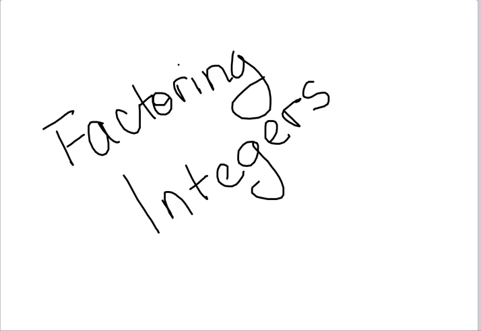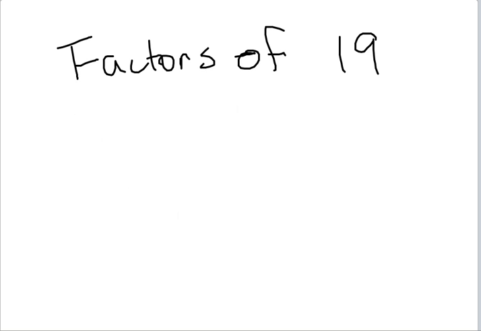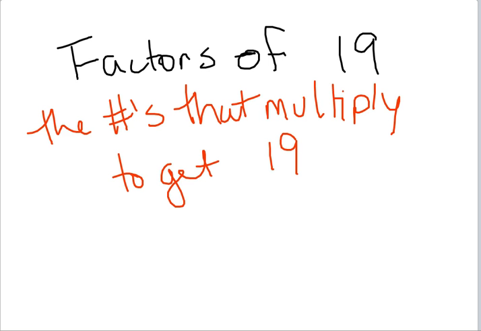So if I wanted the factors of 19, that really means that I want the numbers that multiply to get 19. So if I'm looking at 19, hopefully you know 19 is prime, which means 1 and 19 are really the only two positive numbers that you can multiply to get 19. But you also have to remember that negative 1 and negative 19 will also give you a positive 19.